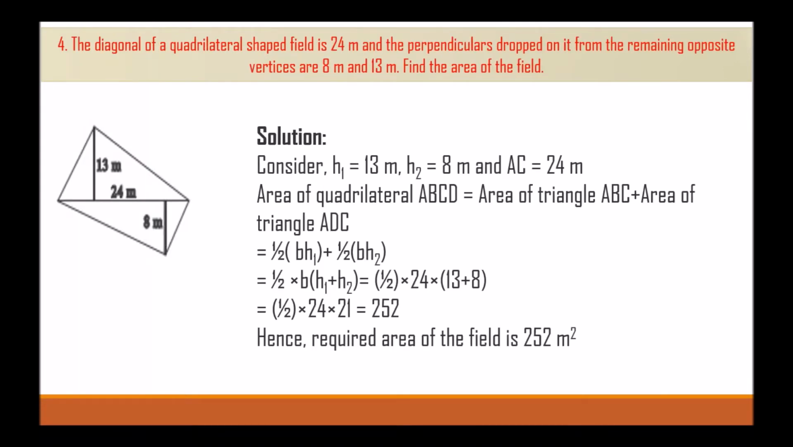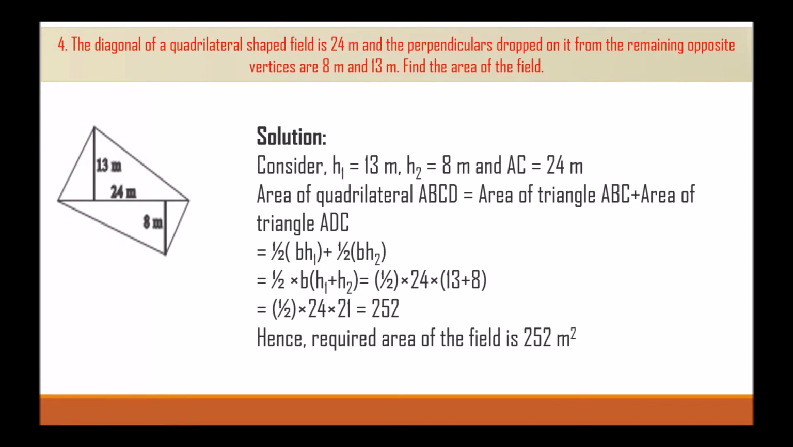Fourth one, the diagonal of a quadrilateral shaped field is 24 meter and the perpendiculars dropped on it from the remaining opposite vertices are 8 meter and 13 meter. Find the area of the field. Now consider h1 equals 13 meter, h2 equals 8 meter and AC equals 24 meter.